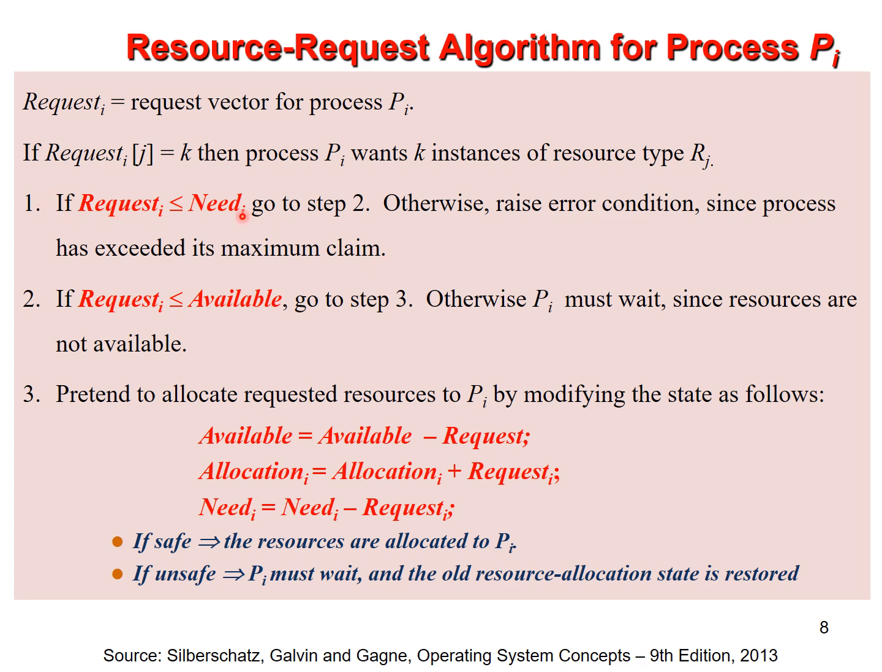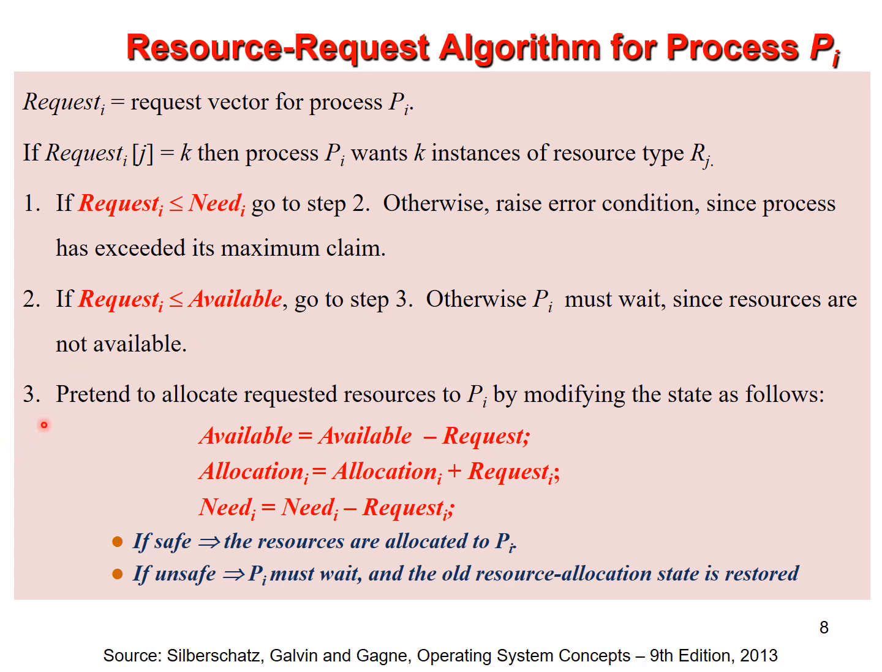In case this condition is true, we go to step 2. In step 2, we once again check whether the request is less than or equal to the availability. If the request is less than or equal to the availability, we can proceed to step 3, because if it is more than the availability, we can't provide those resources to the process. If this is not true, Pi has to wait, since the resources are not available and it is making a request for more than the availability. In case the request is less than or equal to the availability, we go to step 3.